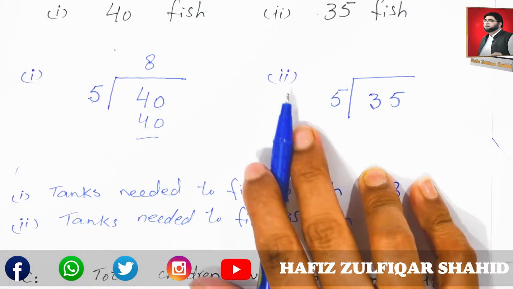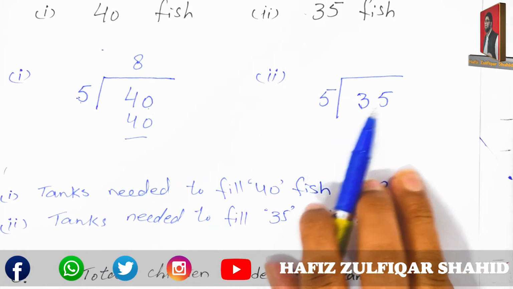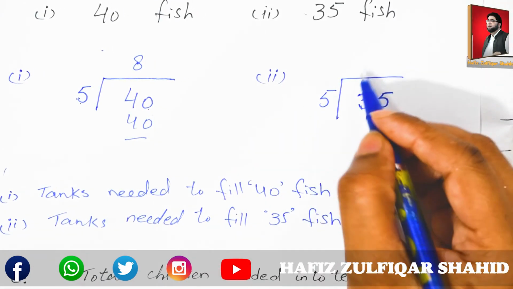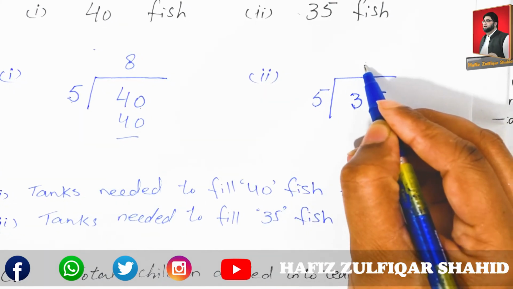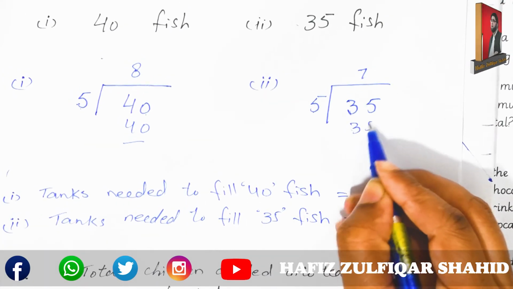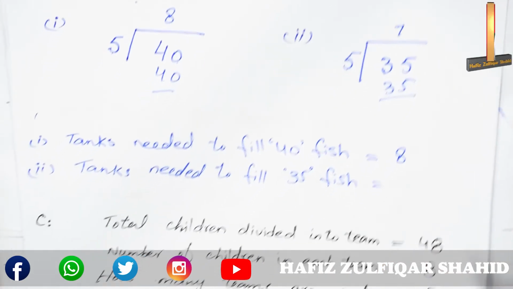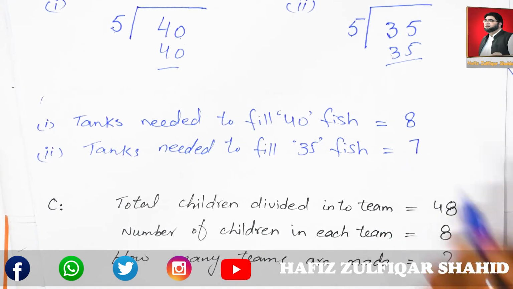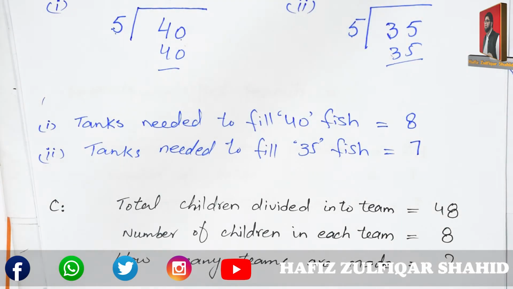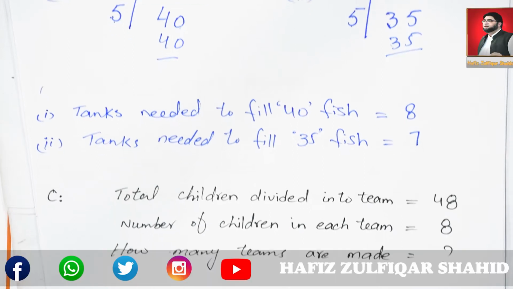Now in second, divide 35 with 5. 5 7 times is 35. So tanks needed to fill 35 fish are 7. If we have 7 tanks, we can divide 35 fish easily, 5 fish in each tank.